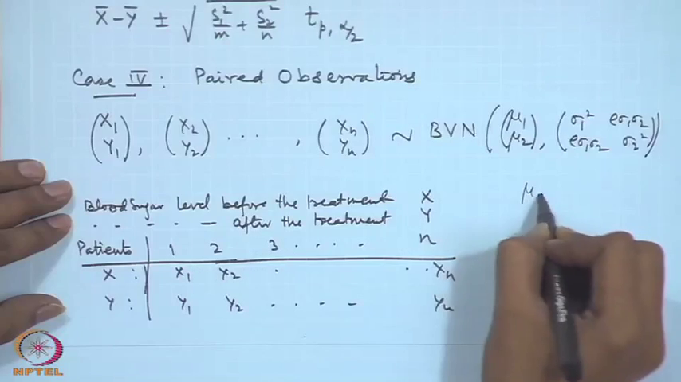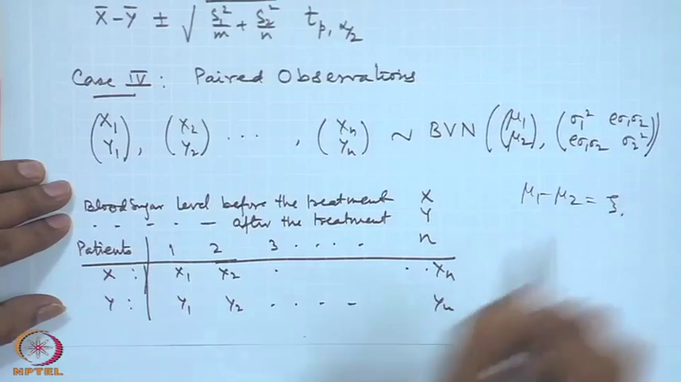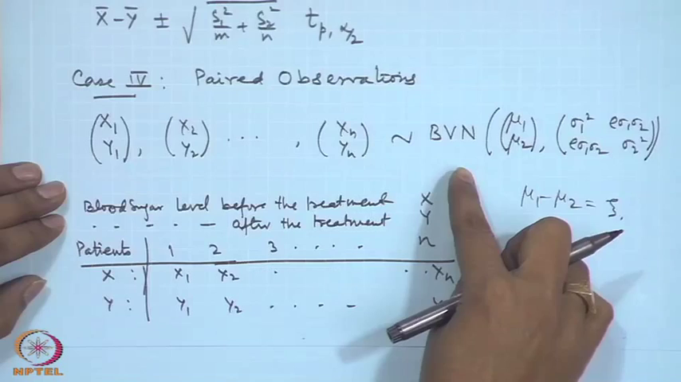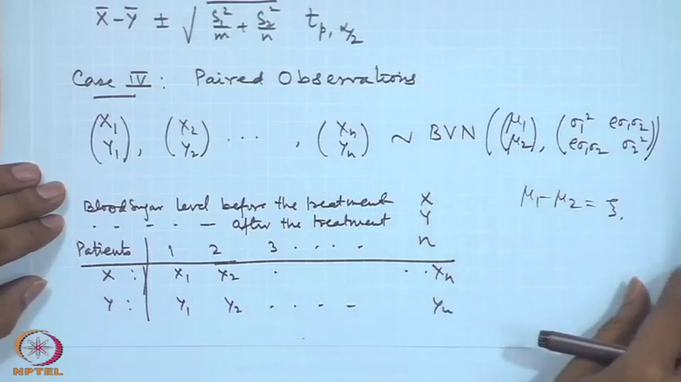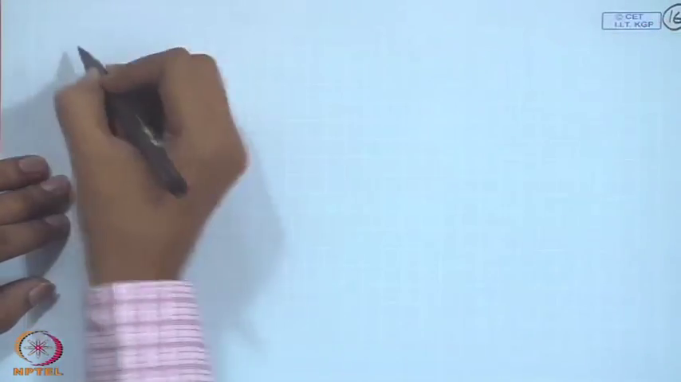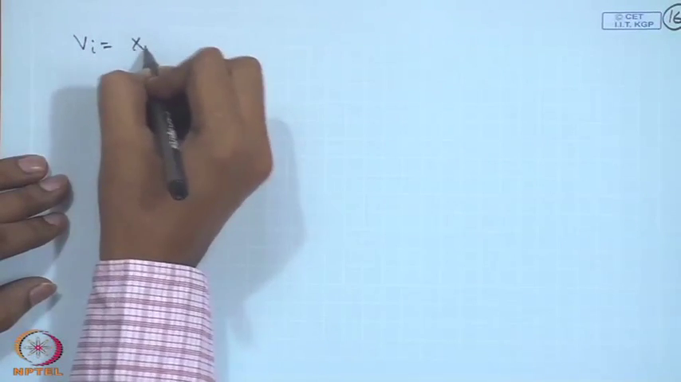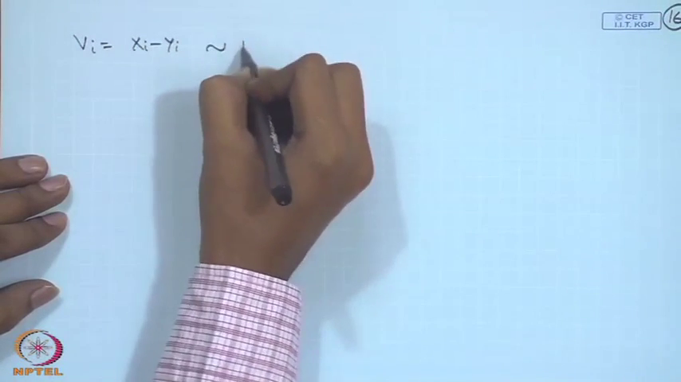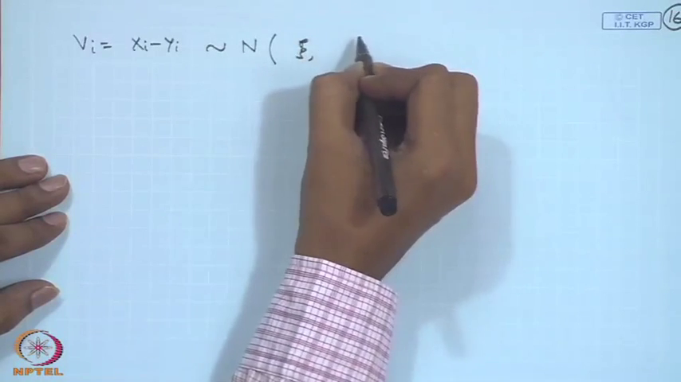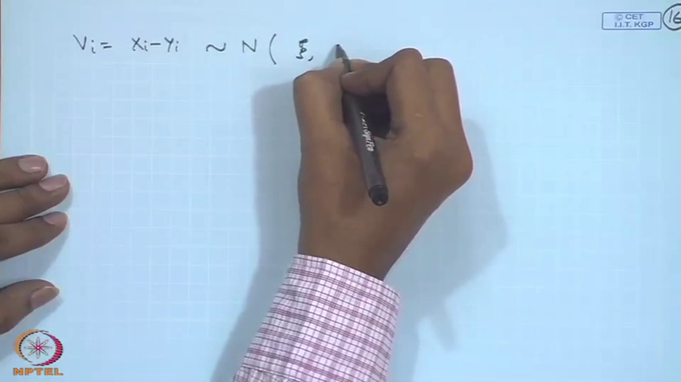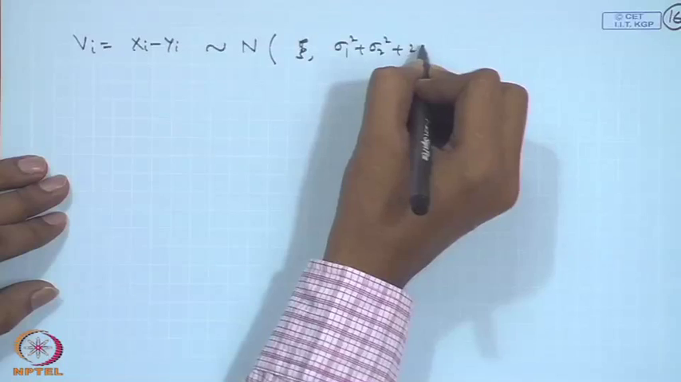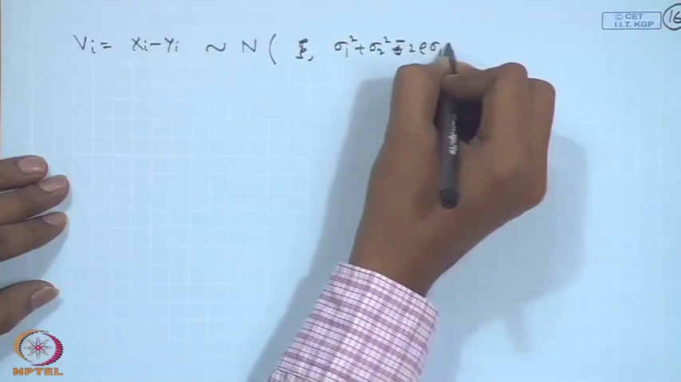Our aim is still the same, to set up a confidence interval for mu 1 minus mu 2, but then I can use again the linearity property of the bivariate normal distribution. If I consider v i's as x i minus y i, then that will follow a normal distribution with mean xi, that is mu 1 minus mu 2, and variance term as sigma 1 square plus sigma 2 square minus twice rho sigma 1 sigma 2.